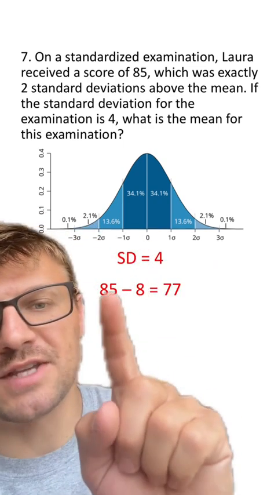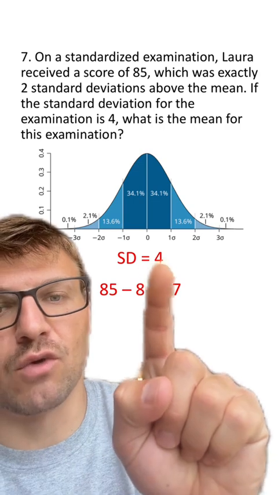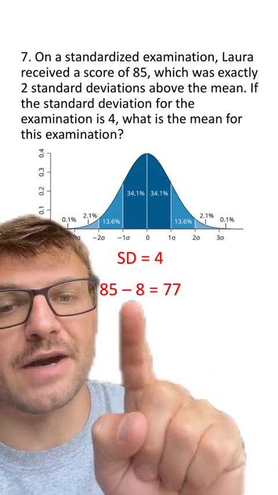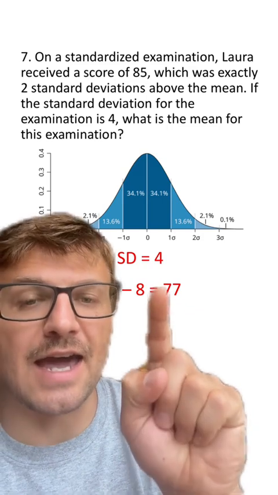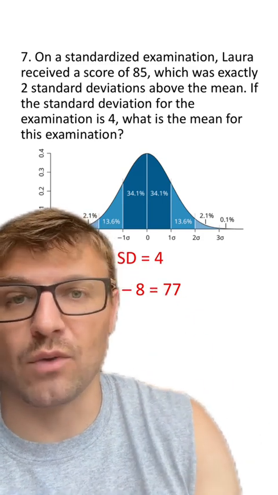So again, Laura's score was 85. The standard deviation is 4. We have to subtract 2 of those, so it's 85 minus 8, which is 77. The average of the exam was 77 for the class.